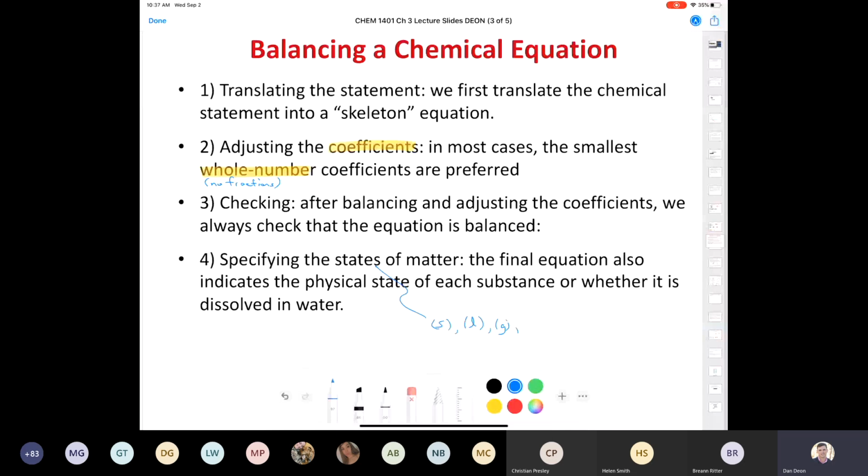There's one more state of matter that we're going to see in balanced equations throughout this class, and that's a solution, an aqueous solution. And for that, we put AQ. All right, there we go.